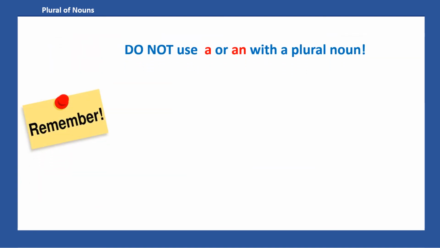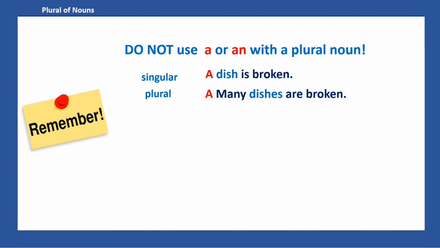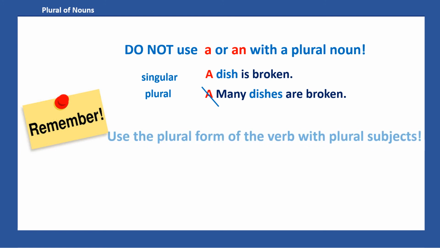Remember, don't use a or an with a plural noun. You can use it with a singular noun. A dish is broken. A is the same as saying one. With the plural, you say many dishes are broken, and you cannot use a.